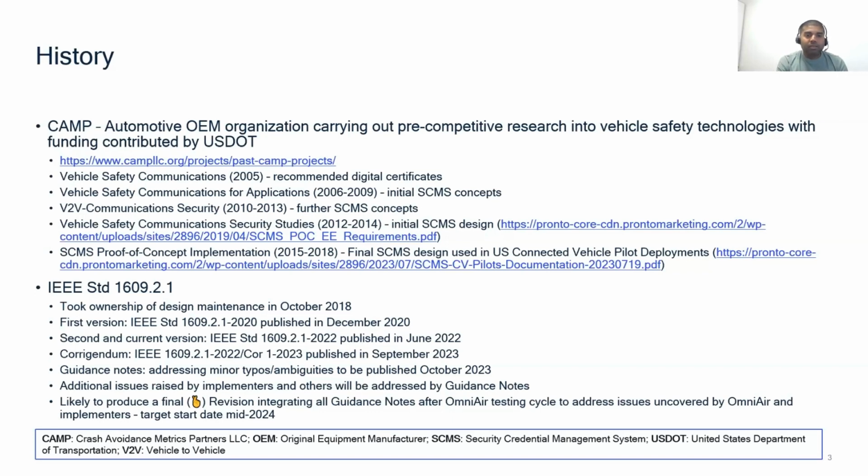I won't read the history line by line, but you can see that the specs started being developed as far back as 2005. At CAMP, this spec evolved over more than 10 years until 2018, when we took over the design and maintenance of this spec in IEEE 1609.2.1.